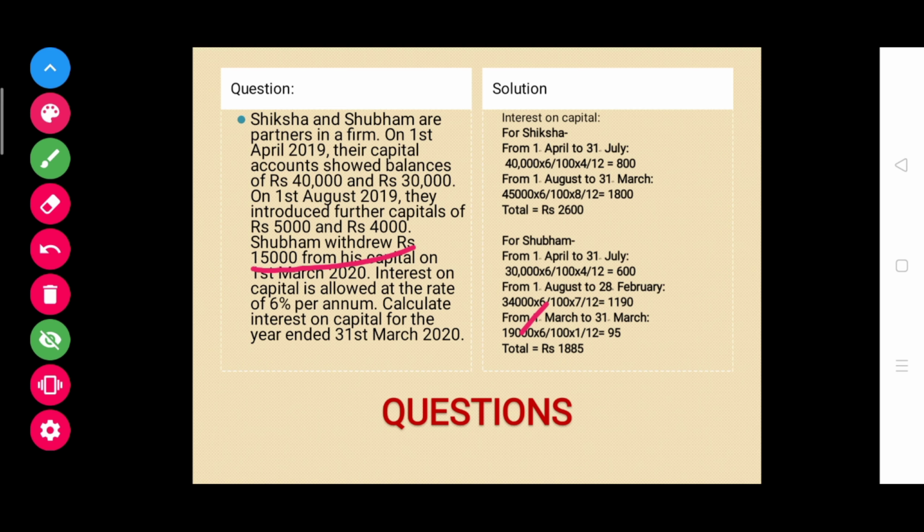19,000 is his new capital, and it has remained in the business for 1 month because books are being closed on 31st March. So from 1st March to 31st March, 1 month. 19,000 multiplied by 1 by 12 multiplied by 6 by 100, it will be rupees 95. So what will be the total interest on capital for Shubham? Rupees 600 plus rupees 1,190 plus rupees 95. It will be rupees 1,885. So in this question, what was important was the time period for which the capital has remained invested in the business.